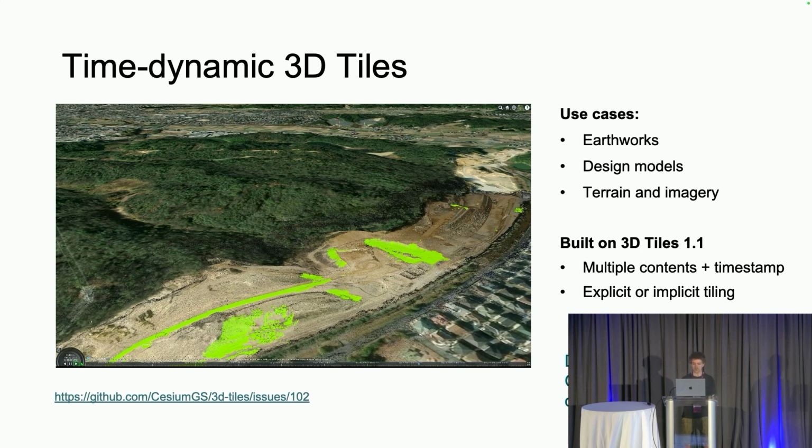So this is built a lot on 3D Tiles 1.1. It's built on the multiple contents that was added in 1.1. It's also built on either explicit or implicit tiling, but typically we'll have a quadtree or octree as our data structure here, and we'll use implicit tiling. So there's one main extension for this, but there are two other supporting extensions. So expect to see those pretty soon, possibly by the end of the month.